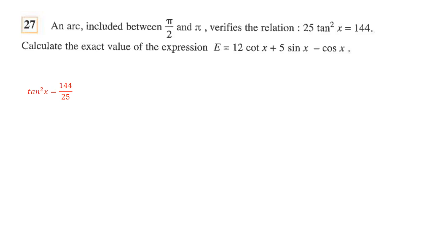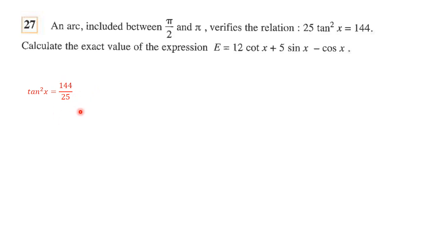And here we go for an important question. We've already done this in the short quiz, but I'm going to make a revision. How do we solve this? Okay, we have 25 tangent square x equal 144, and you need to calculate the exact value of this expression. So I need cotangent, sine, and cosine. But first, let us calculate tangent. So tangent square x equal 144 over 25. What did I do? I take 25 down.